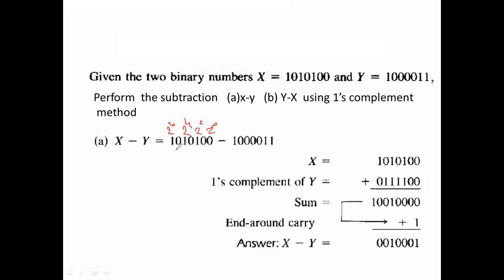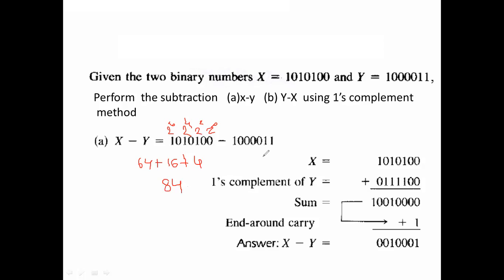Okay amma, so what is the result? 1 into 2 power 6, that is 64, plus 1 into 2 power 4, 16, plus 1 into 2 square, 4. So what is the number? 16 plus 4, 20, 20 plus 64, 84. Okay amma, this is equivalent to 84.